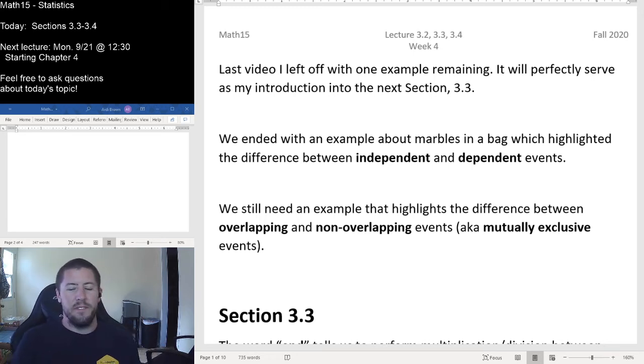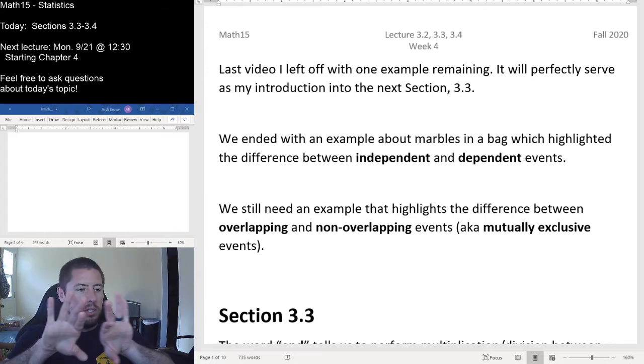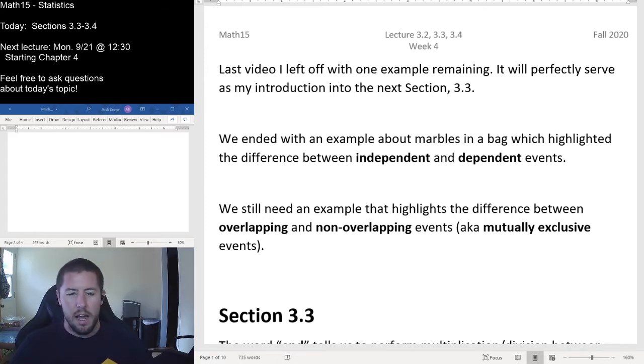We were discussing the difference between independent and dependent events. And what we stopped right before we talked about is the difference between overlapping and non-overlapping events, or what are known as mutually exclusive events. Two events are mutually exclusive if they do not share any possible outcomes. That would be the equivalent of non-overlapping. So non-overlapping and mutually exclusive are the same thing here.